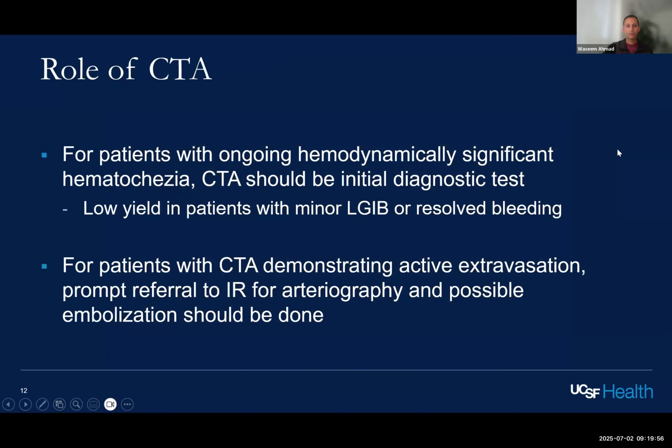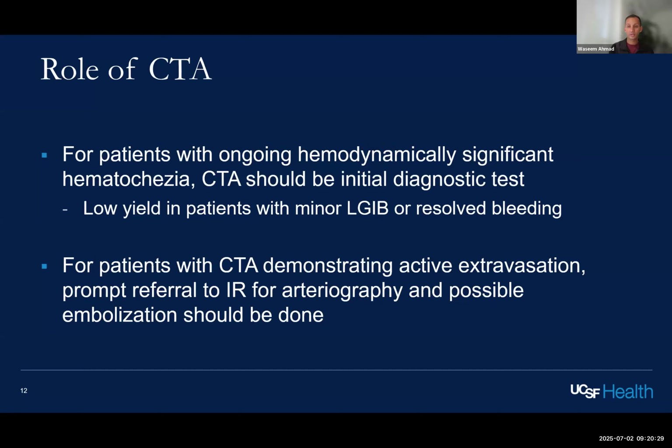All right, so the role of this imaging is specifically for this case, the hemodynamically significant hematochezia event. CTA should be the initial diagnostic test. You're going to get a lot of calls from the ER. Someone's pouring out blood, they're worried, they haven't resuscitated the patient, they're calling GI to consider a scope. What you need to do is go back to the basics, get them resuscitated, get their blood count going, and then if it's someone you're worried about, get the CTA done.